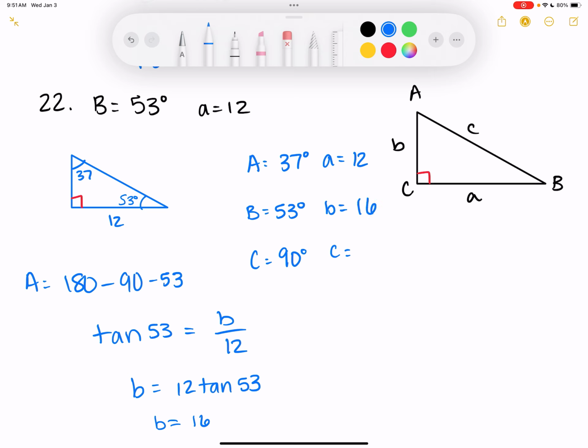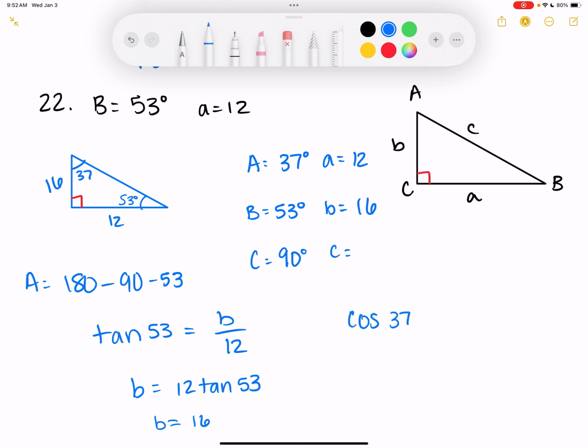So at this point, you have a couple options. You can either go through and use the Pythagorean theorem to find side length C, or you can use another trig function in your calculator to do it. Since I know you know the Pythagorean theorem, I'm going to show you another trig function. I'm going to use cosine this time. So I'm going to do the cosine of 37, just to do something different.